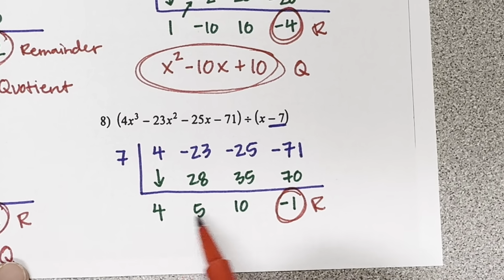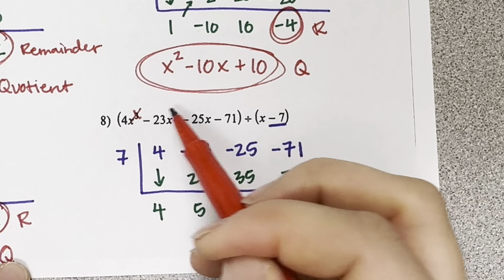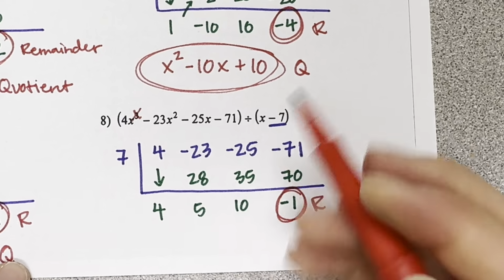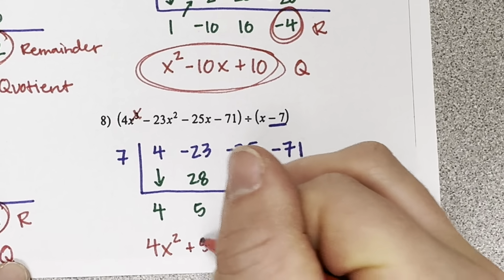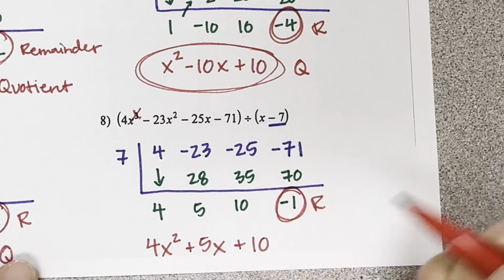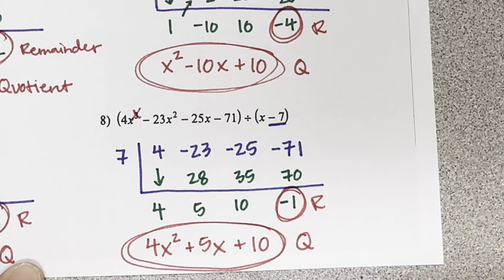Got to put my x's back on to find my quotient. I just have to drop a power, meaning we started with 3. We're going to start with 2 for our power. So 4x squared plus 5x plus 10. And there's our quotient.